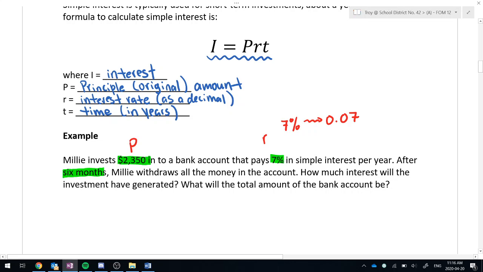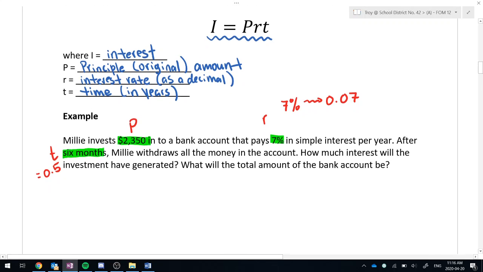All right. And 6 months is the amount of time that the investment is going to sit there for. But remember, the time must be given in years. Okay, so t does not equal 6 in this case, right? So 6 months is half of a year, right? So that means t is going to equal 0.5, right? So be careful. Make sure you're keeping your t values in years and you're keeping your r values as a decimal.